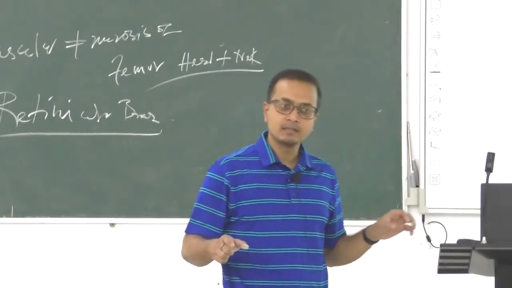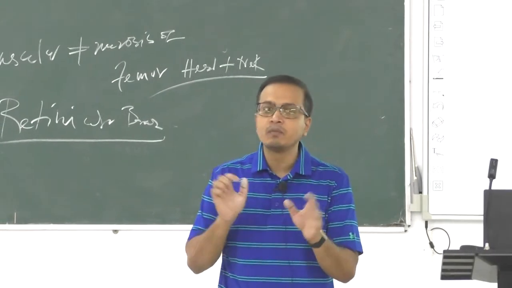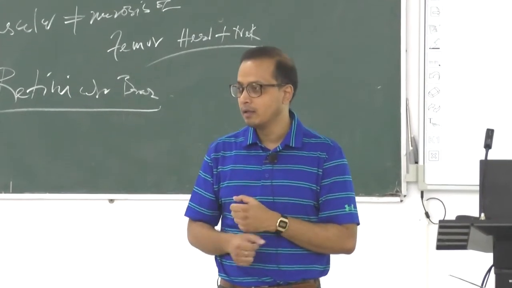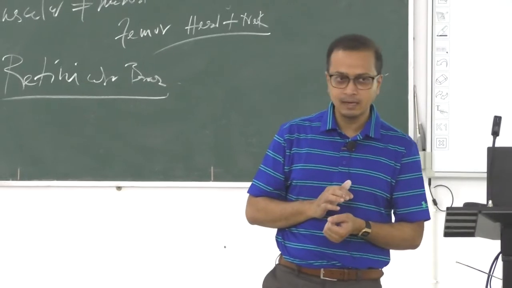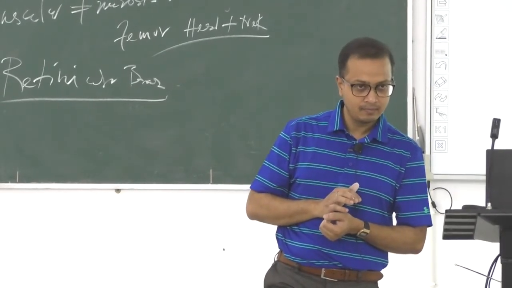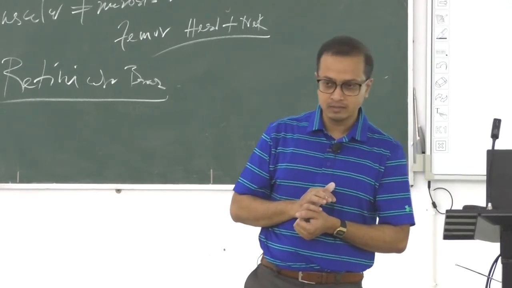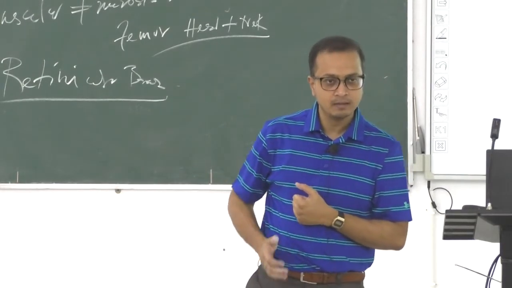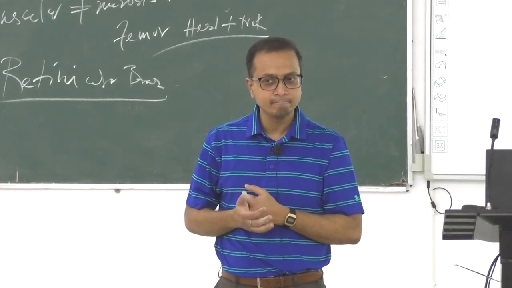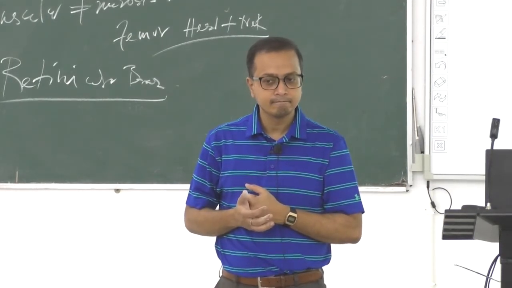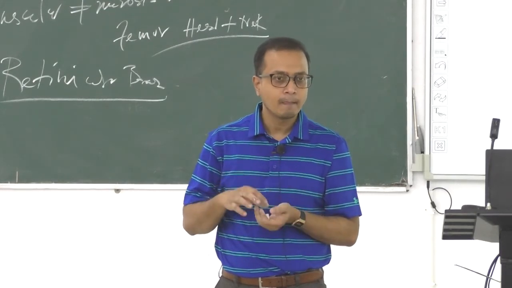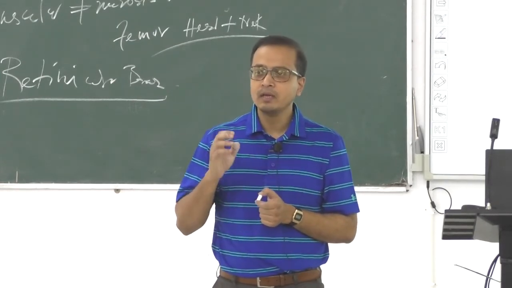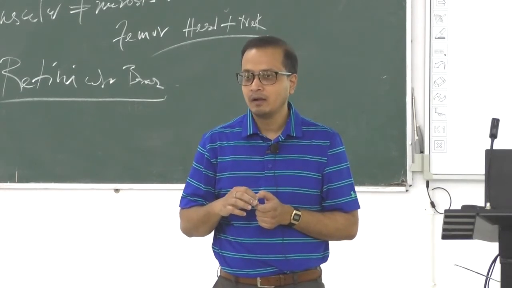Now, listen. What is the weakest position of the knee joint, and what is the strongest position? The weakest is flexion and the strongest is extension. Sorry, we are talking about the hip joint, not the knee joint. What is the weakest position of the hip joint?